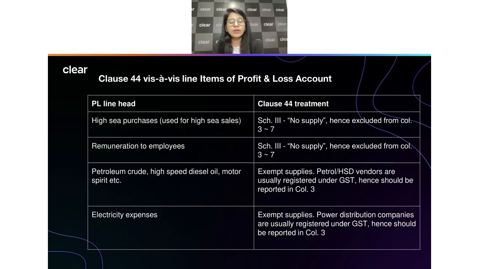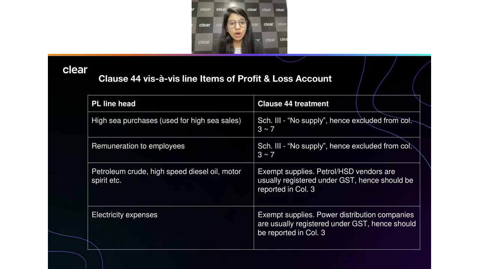Then the third was petroleum crude, high speed diesel oil, motor spirits and all. Whether that should be included or not, I could see Purnima says in 3, yes, include that. Avni says non-taxable, which is again the right answer. We should include that, right?